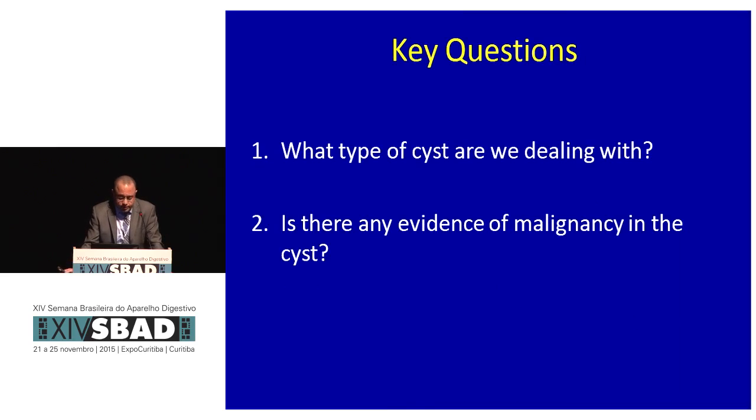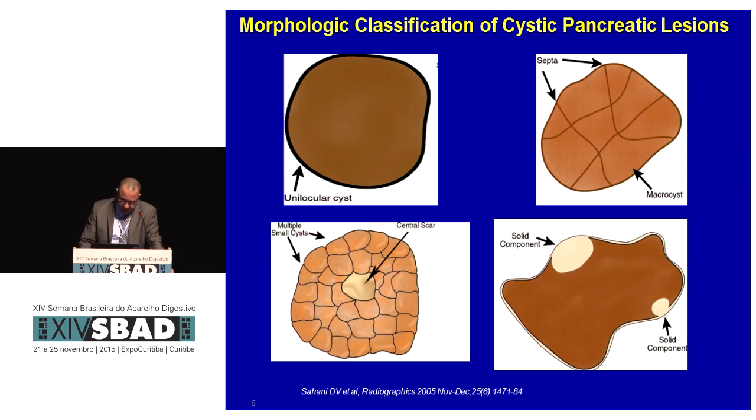There are two key questions. One is, what type of cyst are we dealing with? Because that will dictate therapy and surveillance. And is there any evidence of malignancy in the cyst? And of course, that should be our primary question. So I'm gonna show you a lot of slides on when we look at cysts, how can we narrow down the differential, or how can we pinpoint the exact diagnosis.